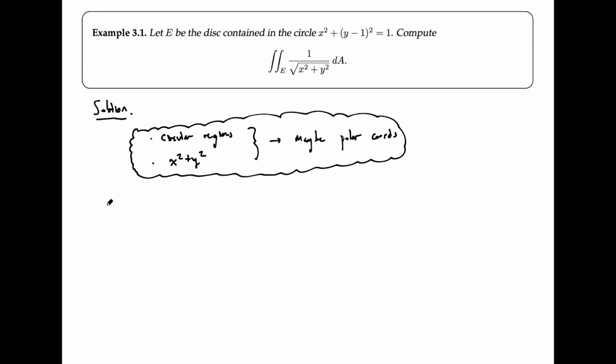Now, like I said, I wouldn't take this as a rule. These are just indications that this is a good idea. Also, we may not have to use polar coordinates. You're welcome to try other things if you want, but it might make the problem easier.